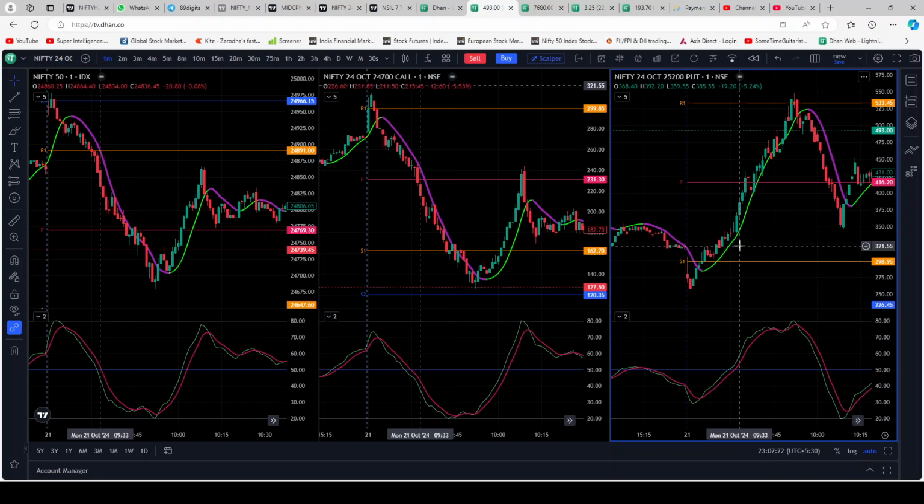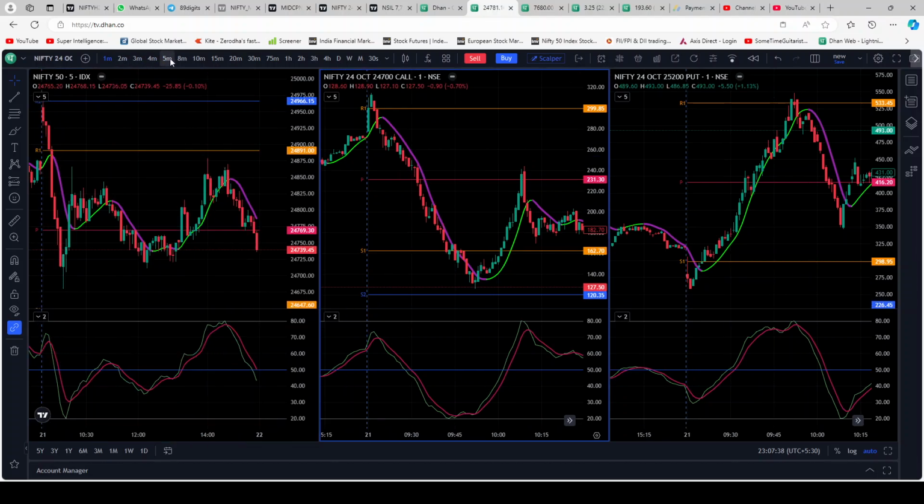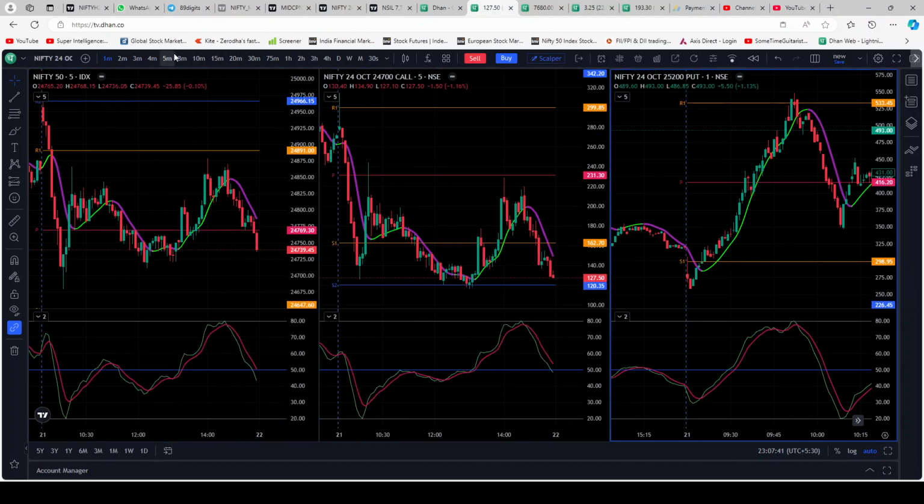You can just set up your screen exactly the way it's looking right now. It'll look like this for Nifty 50. It'll look the same for Bank Nifty. If you make Bank Nifty come on the left, call in the center, and put on the right. Amazing. See, these things are even visible on the 5 minute time frame. It's just exaggerated on the 1 minute time frame.